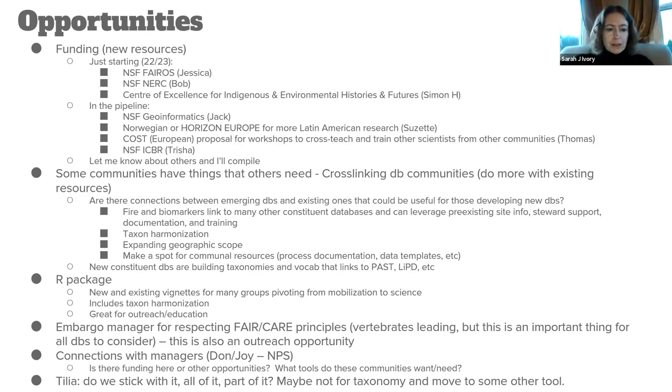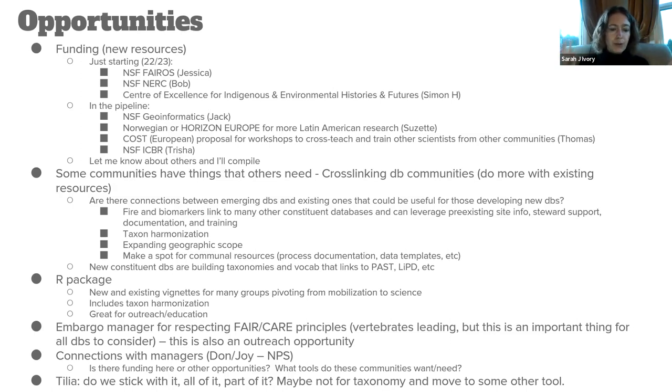So thinking more about doing more with existing resources, we have people at very different stages, very mature stages that have a lot of infrastructure developed, and people that are developing infrastructure. If we can, we shouldn't reinvent the wheel. Some communities have things that other people need. So cross-linking database communities could be really useful for this. I was just thinking about, are there connections between emerging databases and existing ones that might be useful, especially for those developing databases?